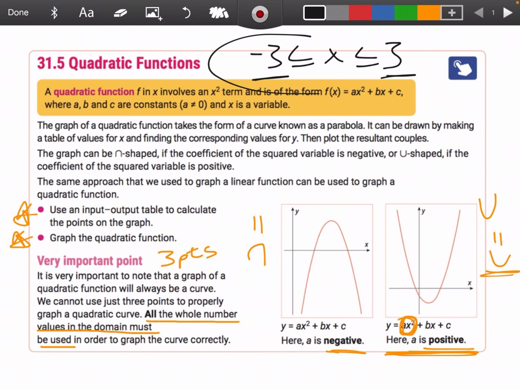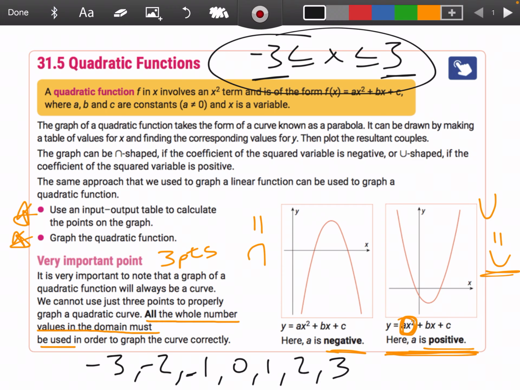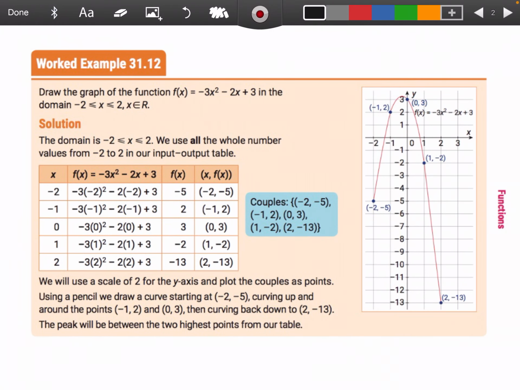So if you were doing minus 3 up as far as 3, we'd have to do minus 3, minus 2, minus 1, 0, 1, 2, 3. So you've got 7 points that you'd have to put into the function, and you'd have to put them all into your input-output table. So the example question here, again, these are all from your textbook, just to show you. We have our function here. It's quadratic because it's got an x squared, and it's negative because we've got our minus there. So before we even do any work, I'm expecting my graph to look like an N shape or a frown.